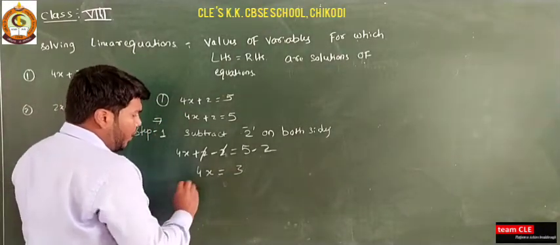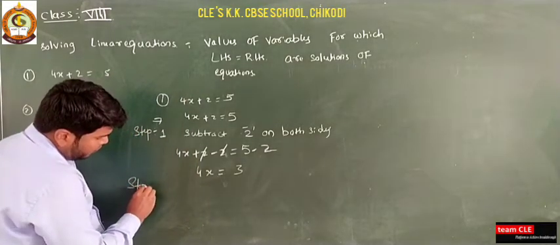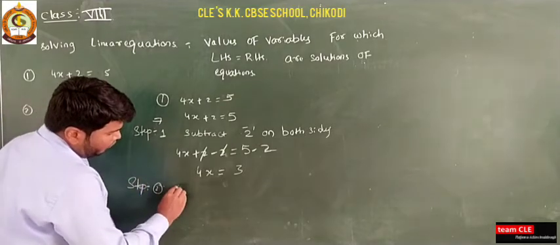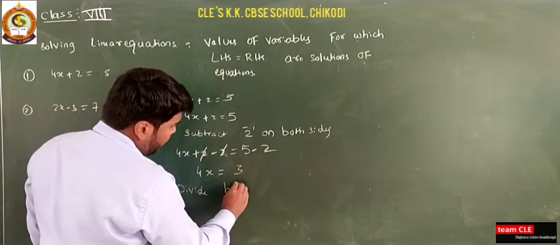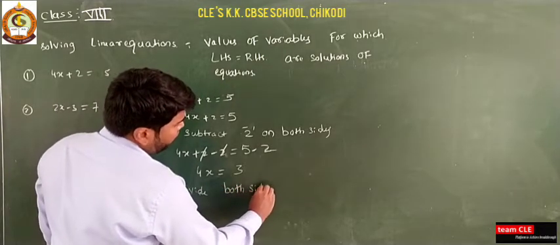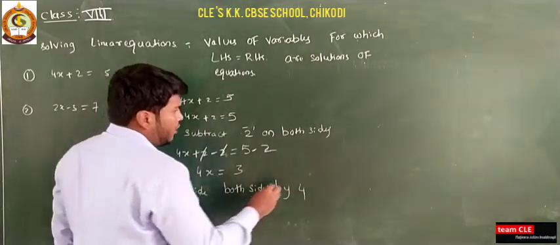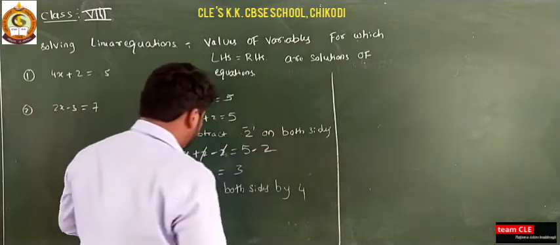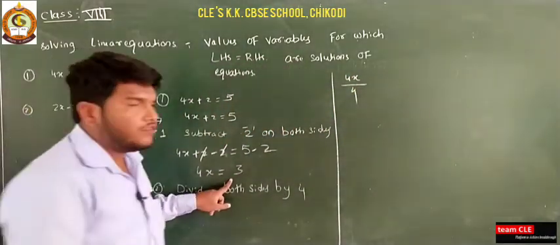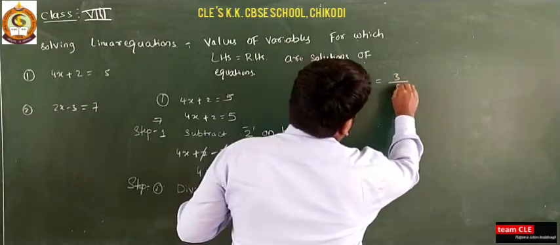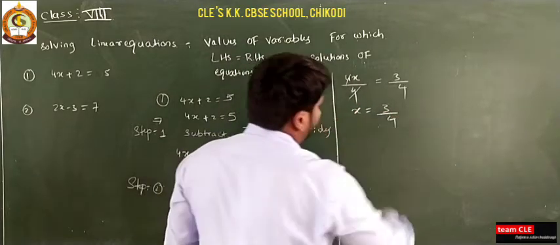So now see what I have to do. Step 2: divide both sides by 4. If I divide by 4, you will get 4x by 4 equals 3 by 4. So 4 gets cancelled, so x equals 3 by 4.